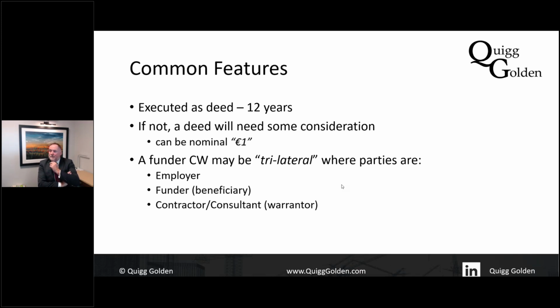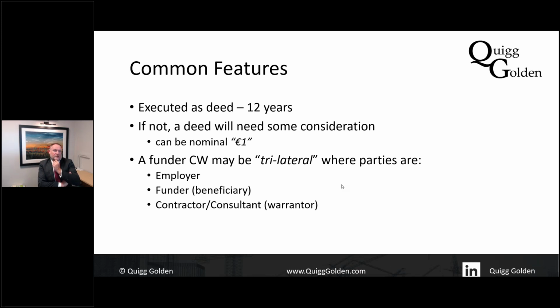And if it's not executed as a deed, then to be a valid contract and therefore enforceable, the law says there has to be some consideration. In other words, the subcontractor has to get something in return for his promise that they'll comply with the subcontract. And often you'll see a clause that says something like, in acknowledgement of the payment of £1, receipt of which is hereby acknowledged, we hereby promise. And that gives it some consideration. You don't need that clause to be in there if it's executed as a deed. But then executing as a deed extends the liability from 6 to 12 years.